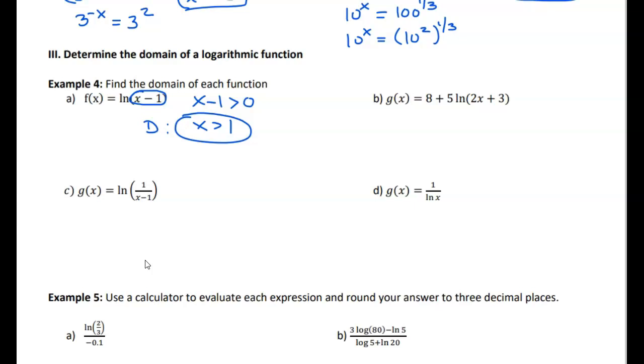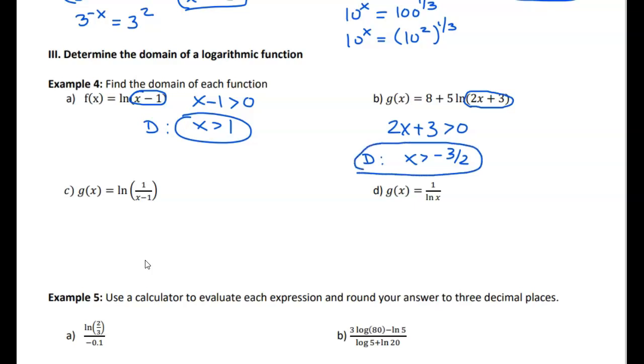All right, so part B, our function is 8 plus 5 log of 2x plus 3. To find the domain, you only need to look at the log part. So we need 2x plus 3 to be bigger than 0. So x has to be bigger than negative 3/2. So the domain is all the values of x bigger than negative 3/2.